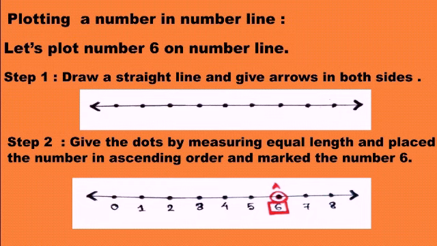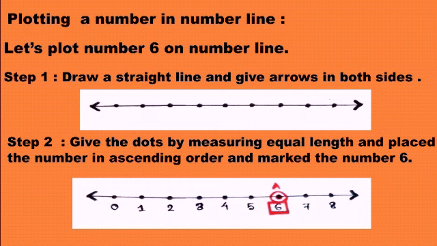After giving the arrows you can give the dots. You can make equal gaps, like equal distances. You can take the help of your ruler and take the units between the interval between two numbers. And then you have to put the numbers. Place the numbers. See, 0, 1, 2, 3, 4, 5, 6, 7, 8.